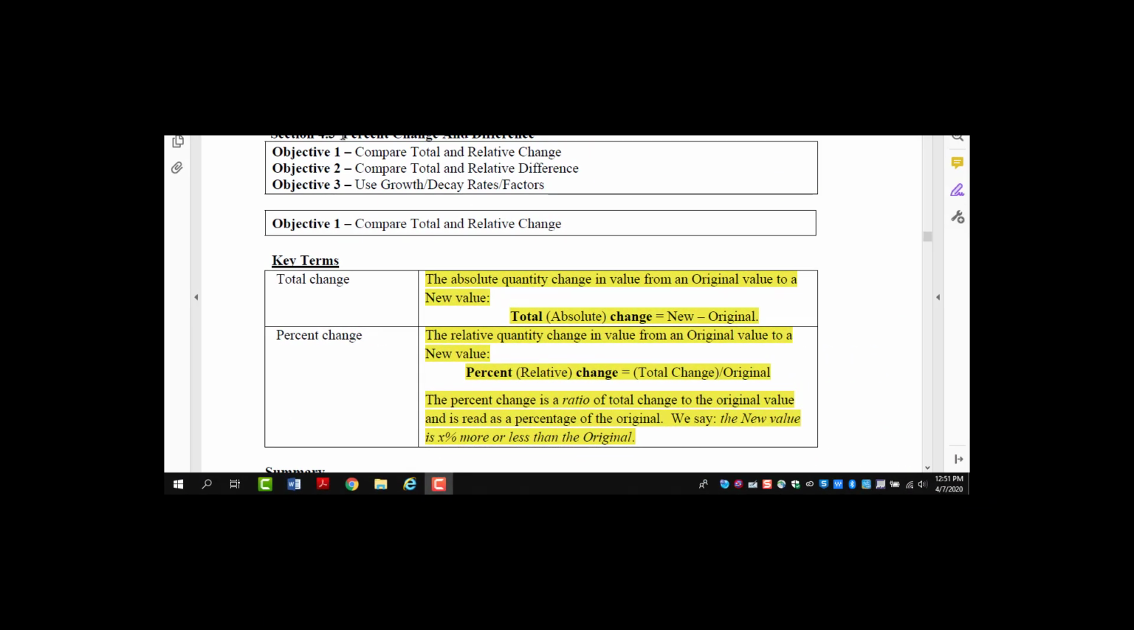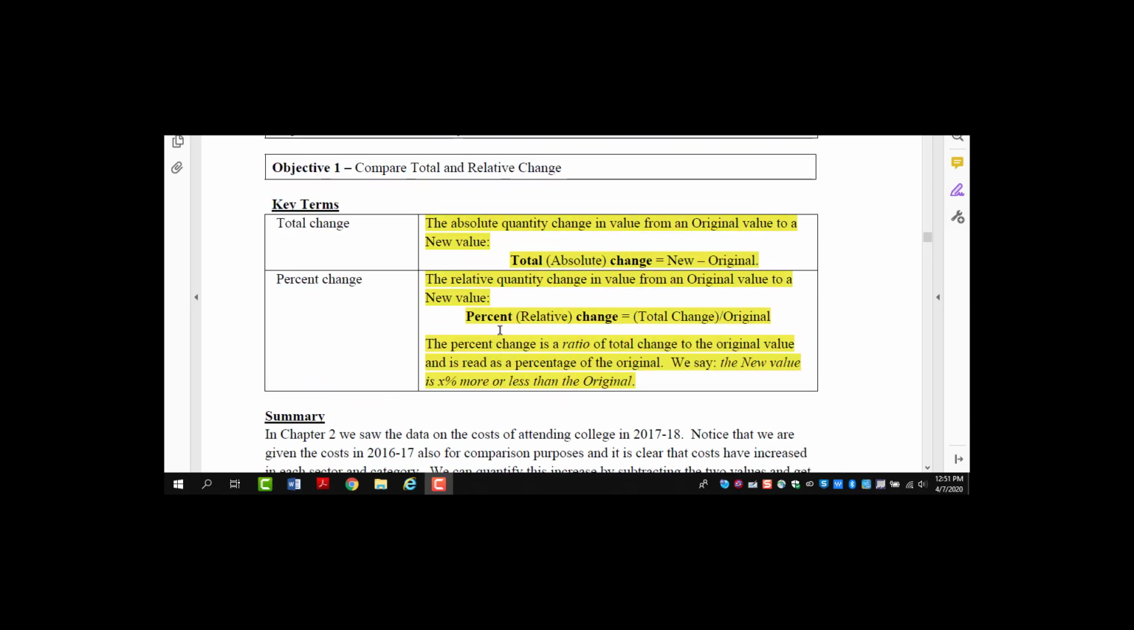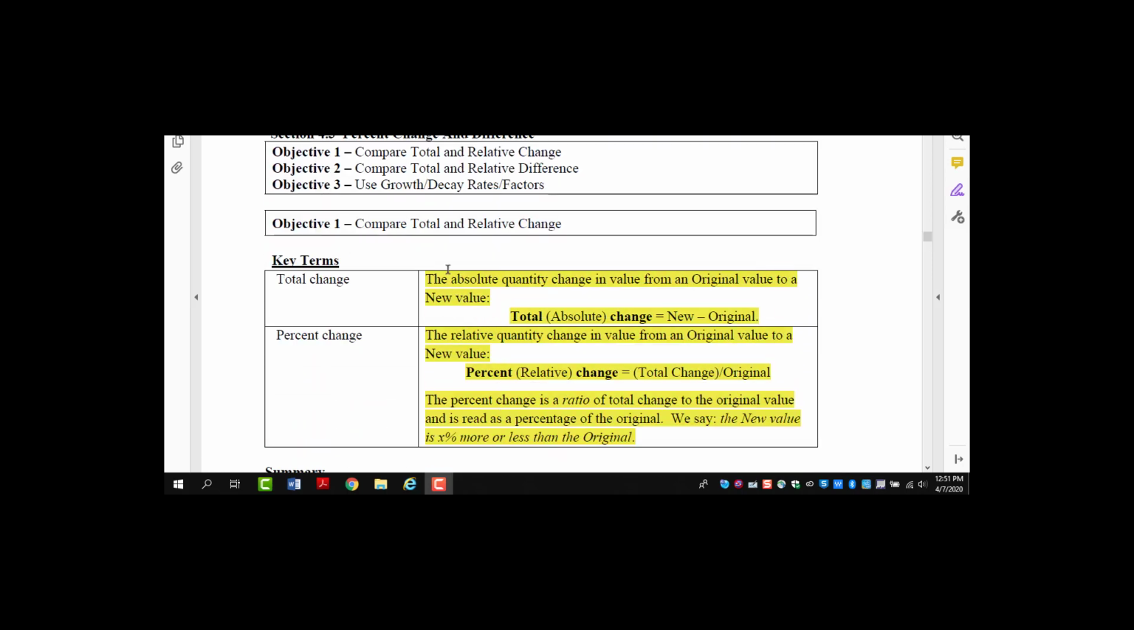Okay, well, we're in section 4.3, percent change and difference. And this is page number 166. Okay, and you have a copy of both your book and the answer key, this book.